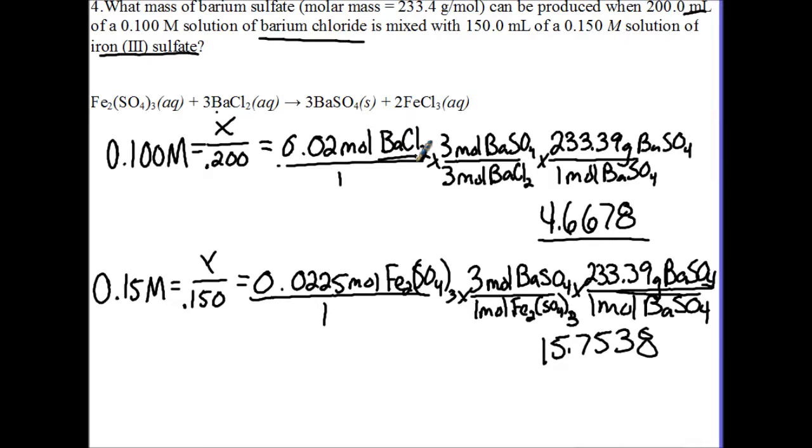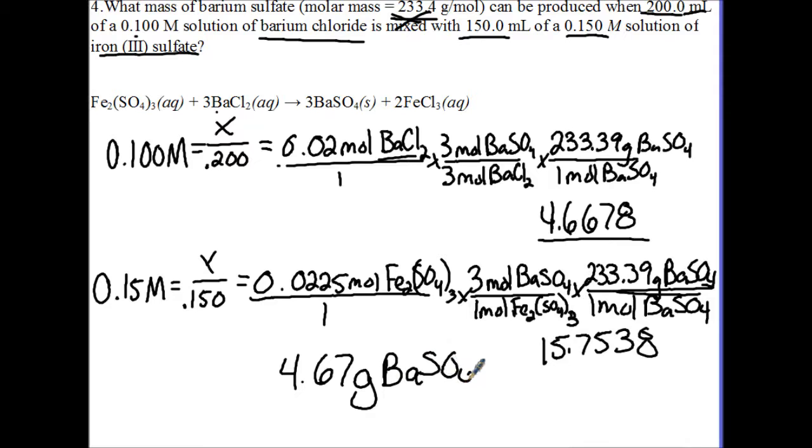Now we're going to look at sig figs. 3, 4, oh, we don't count that one. 4, 3, 4. We only count the measured numbers, so it's going to be 3, so 4.67 grams of barium sulfate.